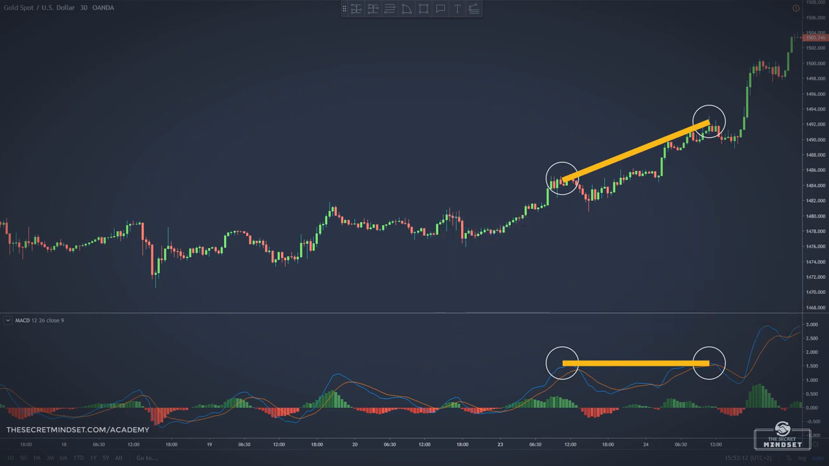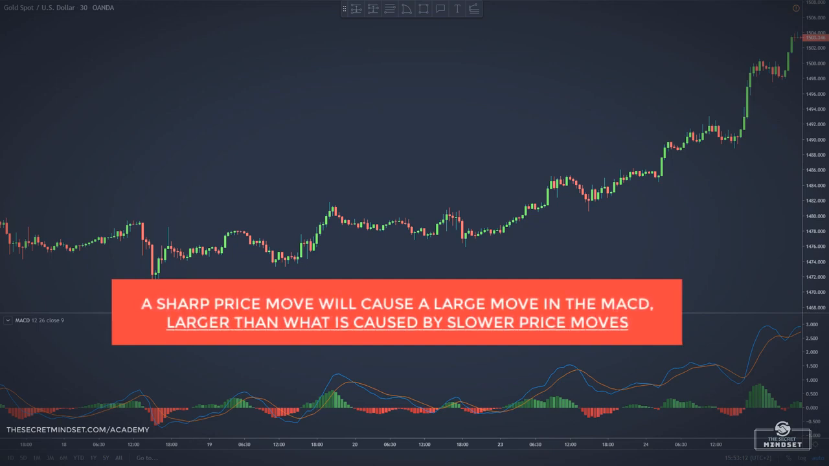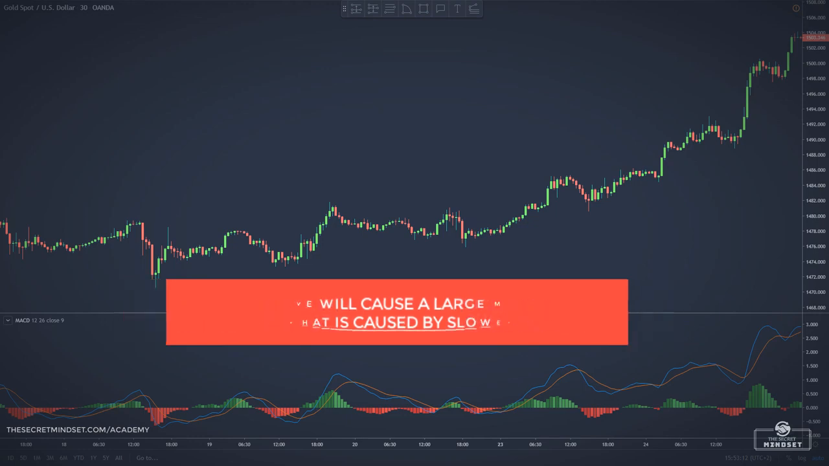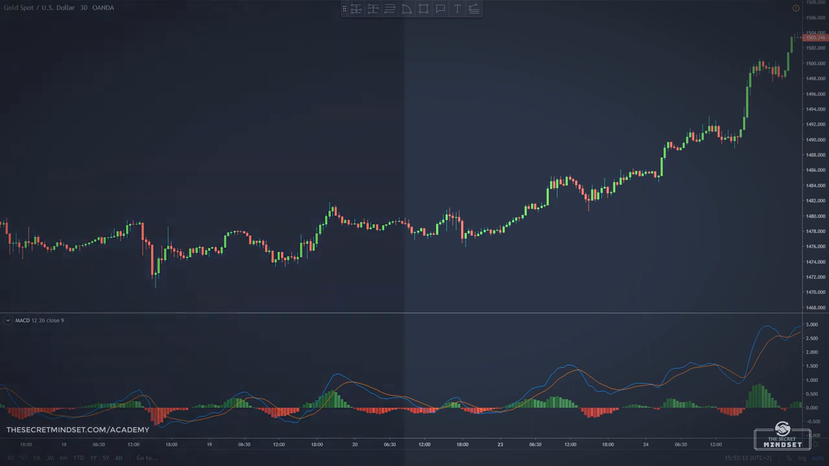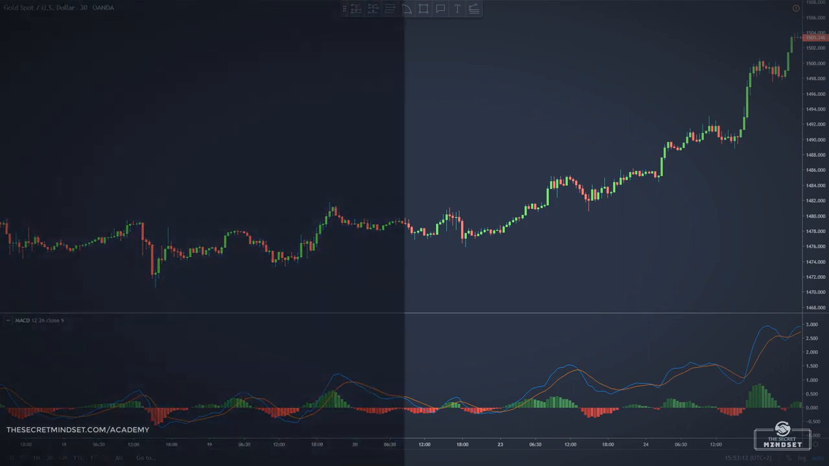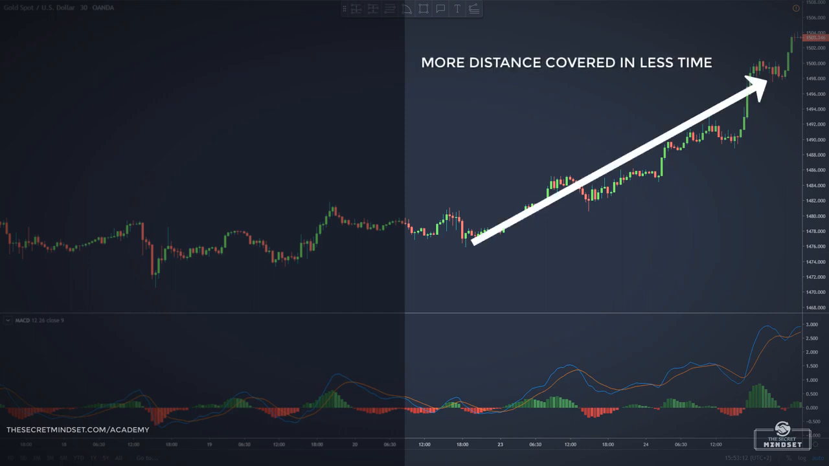It may have moved less or it may have moved slower, but it doesn't necessarily indicate a reversal. As discussed before, a sharp price move will cause a large move in the MACD, larger than what is caused by slower price moves. An asset's price can move higher or lower, slowly for very long periods of time. If this occurs after a steeper move, meaning more distance covered in less time, then the MACD will show divergence for much of the time the price is slowly marching higher, relative to the prior sharp move.